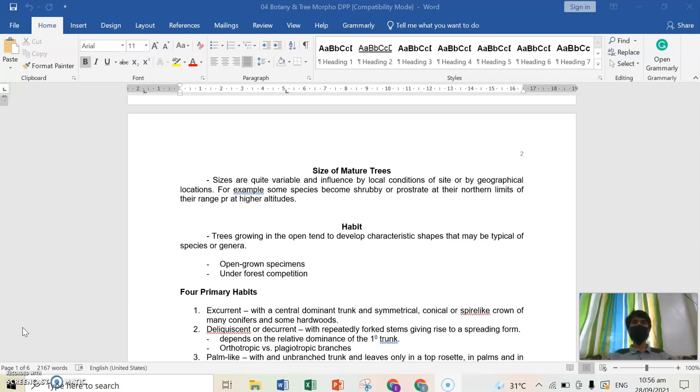While there are also some tree species that tend to be shorter, like the Molave or the Vitex parviflora, which mostly reaches a height of 10 to 20 meters, or 20 to 25 meters. Now, we also take into consideration what we call habit. Unsa man ang habit?